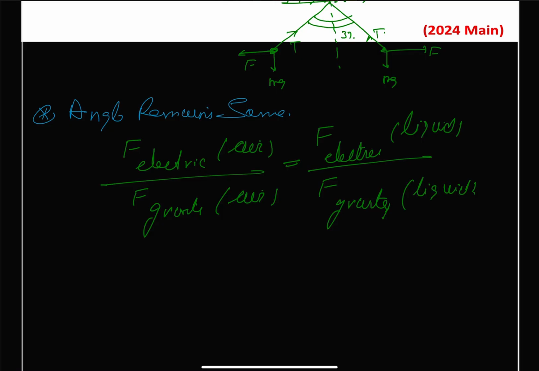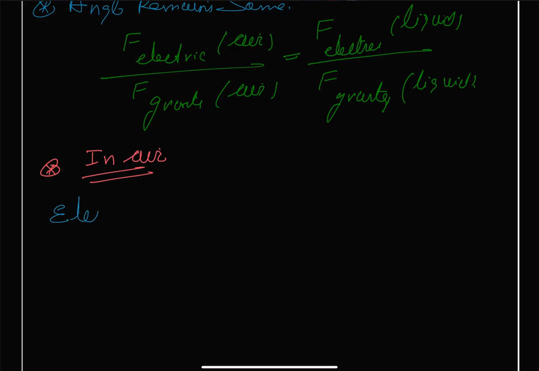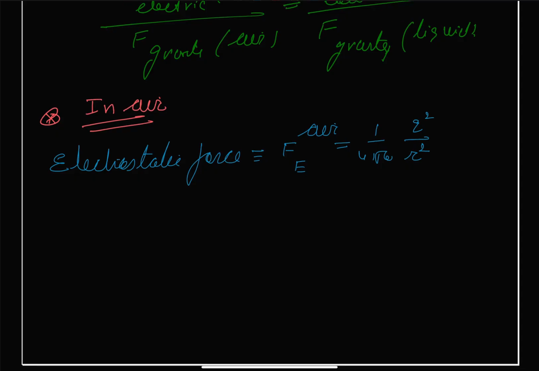So let's find out the forces within the medium. First will be our electrostatic force, and that is in air. You can see in air we have electrostatic force, let us call this Fe. In air it will be equal to 1 upon 4 pi epsilon naught, q square upon radius square, and we have the gravitational force, which is our Fg in air, equal to mg.